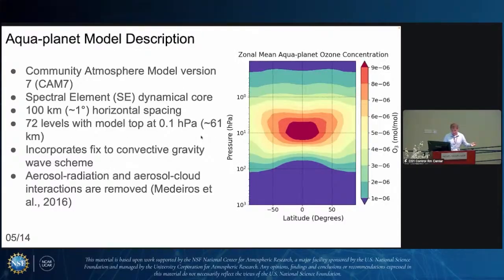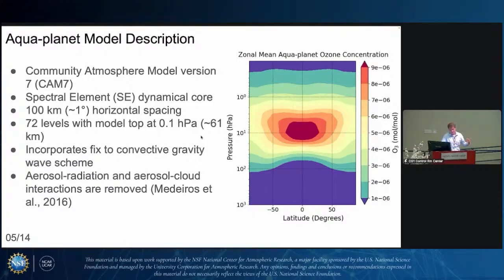So just to describe this aquaplanet model a little bit more, we're using the Community Atmosphere Model version 7. This is the most up-to-date version of NCAR's atmosphere model. We're using the spectral element, or SE, dynamical core, at a 100 kilometer, roughly 1 degree horizontal spacing. And this is just so that we can adequately resolve the equatorial waves that are important for driving the QBO.